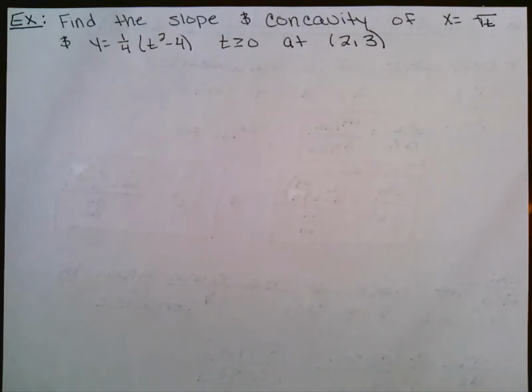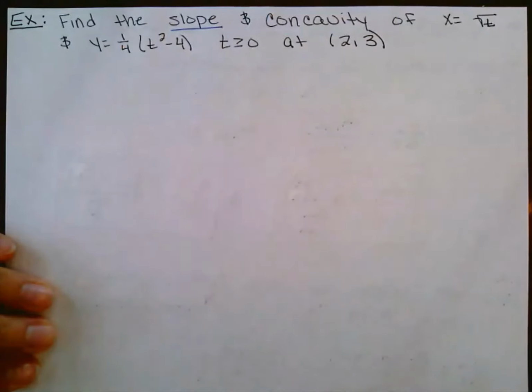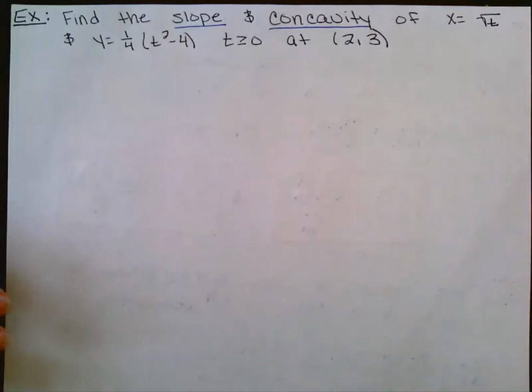This next question reads, find the slope and concavity of x equals square root of t and y equals a fourth times t squared minus 4, where t is greater than 0, and we're specifically talking at the point 2, 3. There is a lot to unravel here. To begin with, slope means I'm going to be doing the first derivative, and then concavity means I'm going to be doing the second derivative.